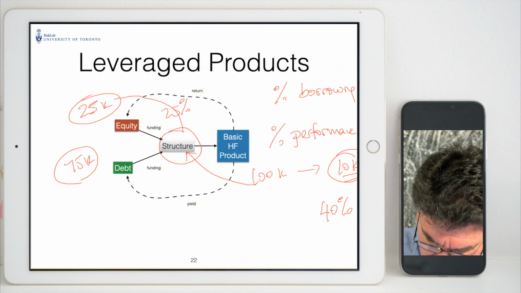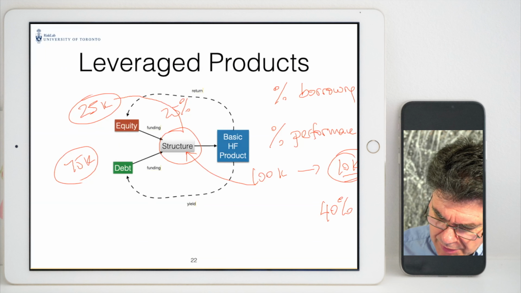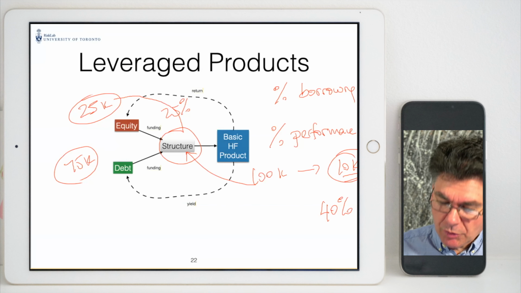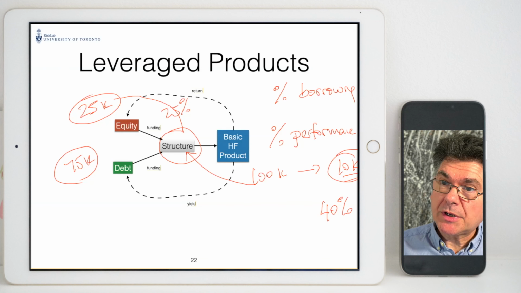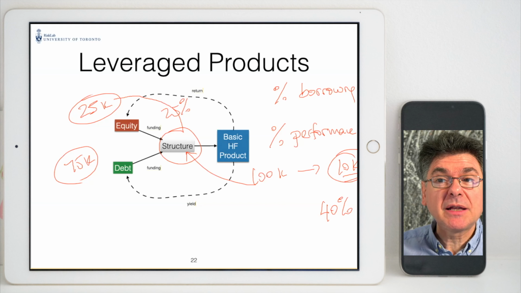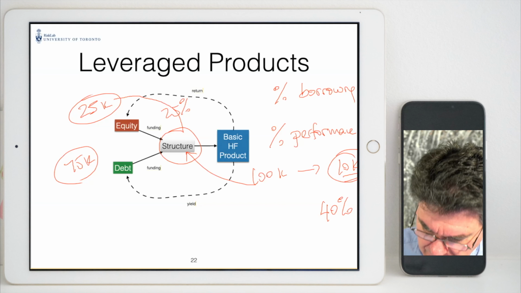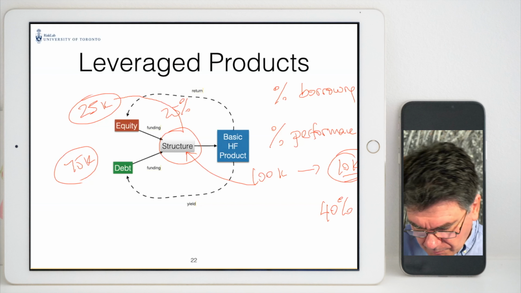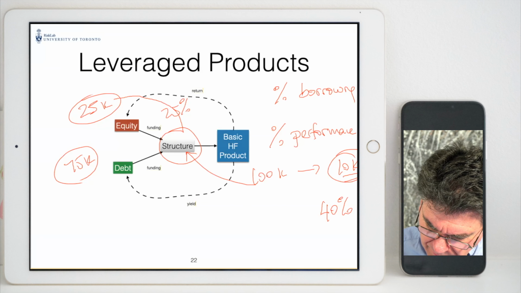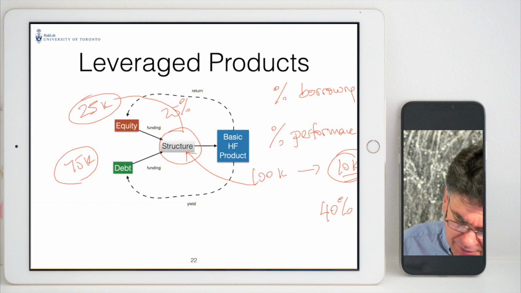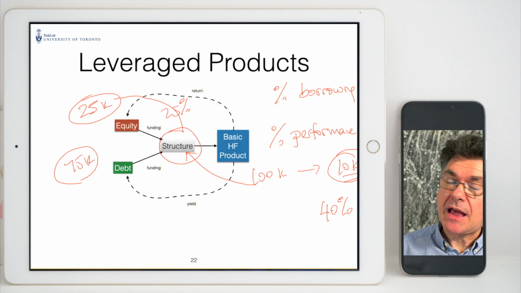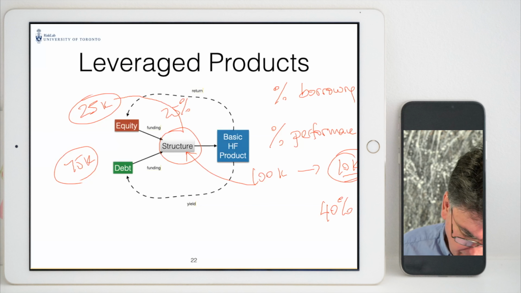You may be thinking, what if my borrowing is not 0%? What if my borrowing is, say, 5%? If my borrowing is 5%, my performance typically goes up with the borrowing. So that's maybe 15%. Then the amount of money I make here is not 10,000, it's 15,000. But I have to pay for the borrowing. I have to pay 5% of $75,000. So 5% of $75,000 is how much? This is my cost.